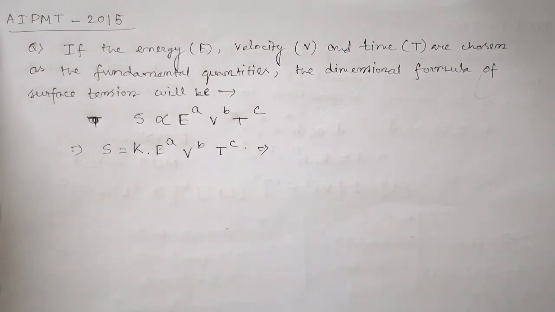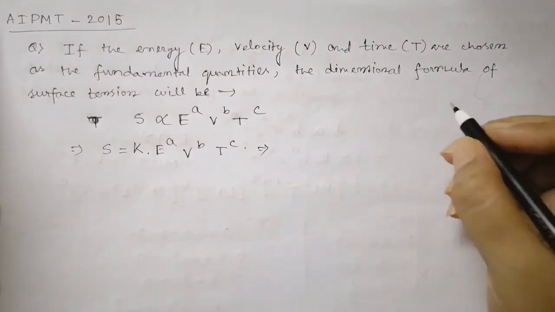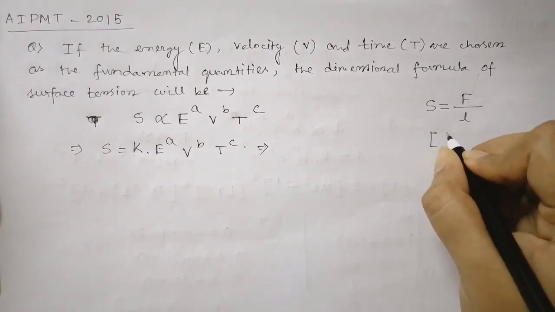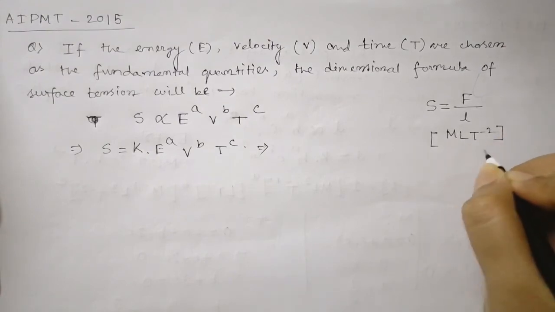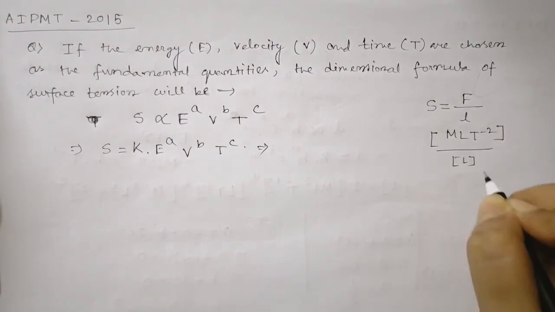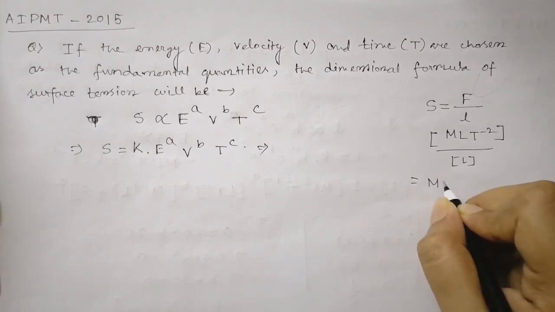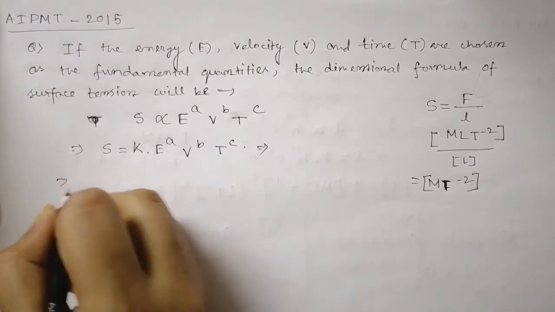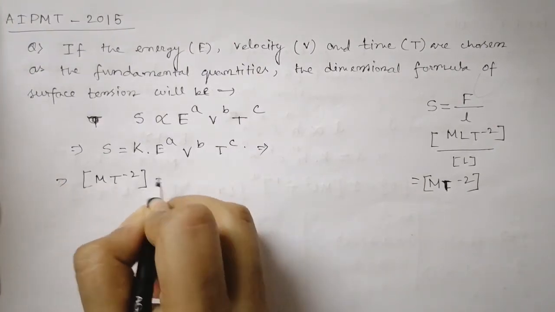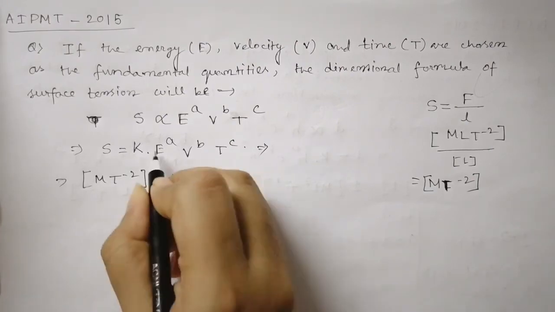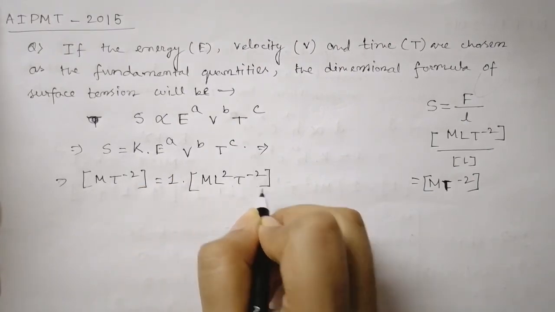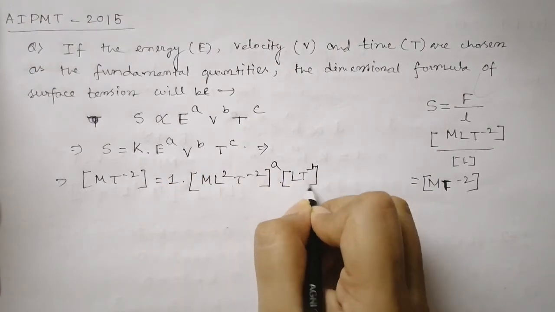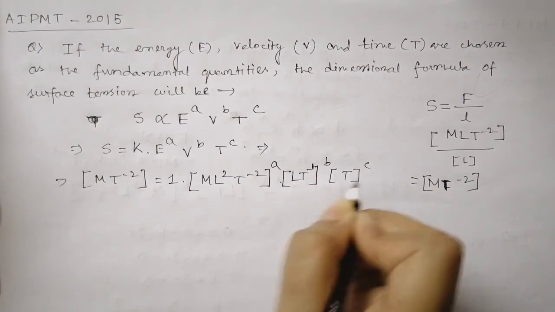Put the original dimension formulas. What is the dimension of surface tension? Do you remember? Force per unit length. So if I put the formula of force M L T to the power minus 2 and length L, then I am getting M T to the power minus 2. So put it here, M T to the power minus 2. The dimension of constant is 1. Dimension of energy is M L square T to the power minus 2, whole to the power a. Dimension of velocity is L T inverse, whole to the power b, and t is T to the power c.